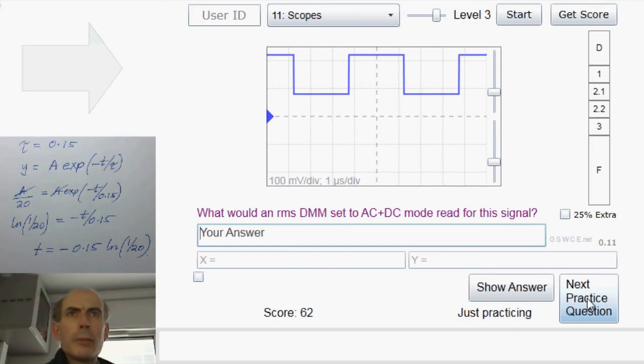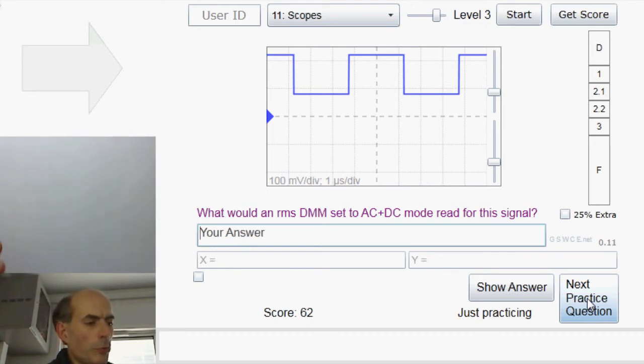That's a little bit more interesting. Now, I guess strictly speaking, not a question about oscilloscopes, but a question about digital multimeters. But it's set to AC plus DC mode. In other words, this is going to give you the true RMS value of that entire waveform. Right, it's a square wave.